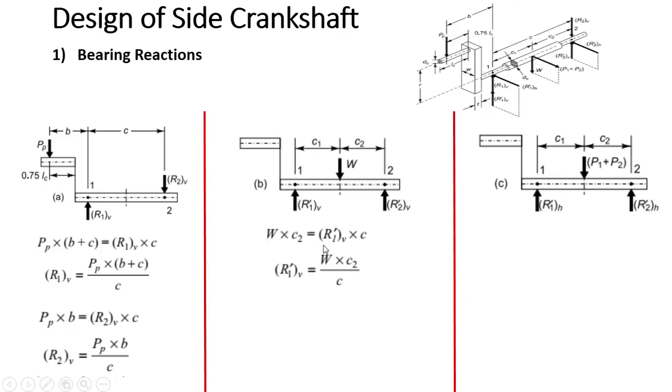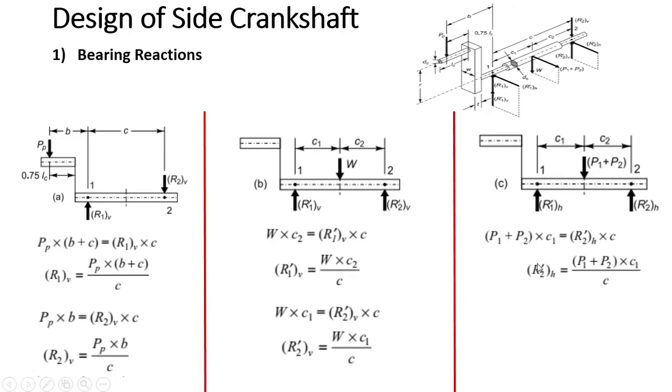Secondly, when I talk about the vertical plane, because of this load W, again this is one type of simply supported beam. You take the moment about point 1 and calculate R2 dash V, and then you take the moment about point 2 and calculate R1 dash V. So you will get the two reactions, R1 dash V and R2 dash V. So W into C2 is equal to R1 dash V into C. This is the total distance C. So you get R1 dash V and R2 dash V.